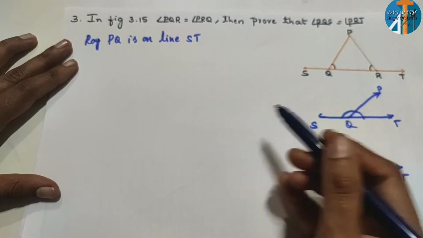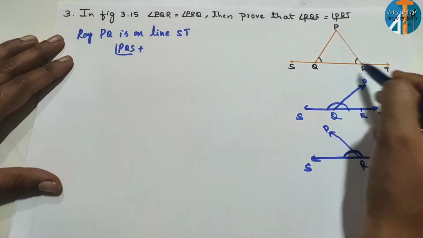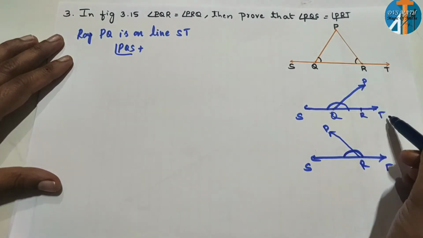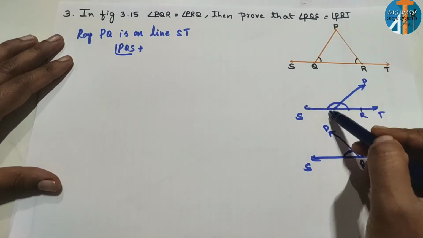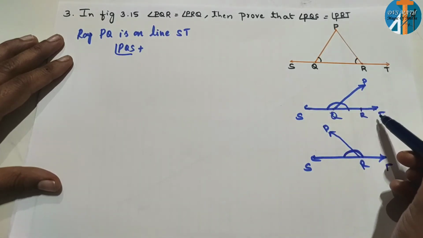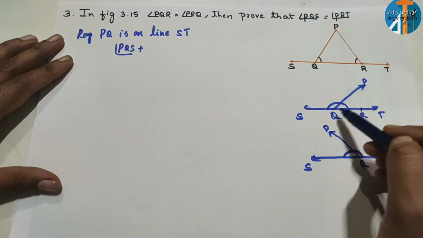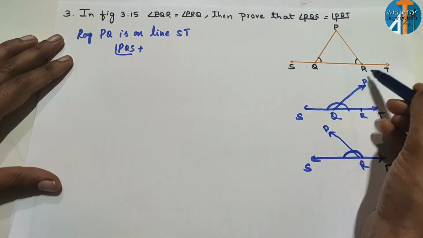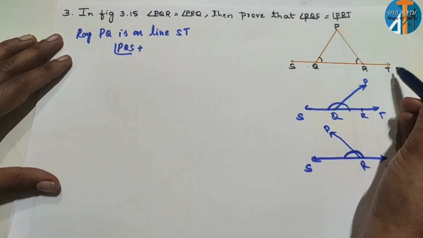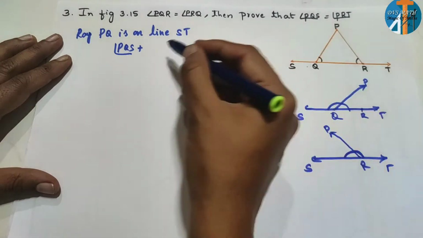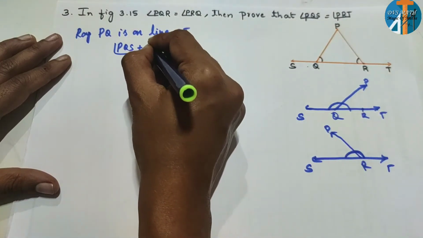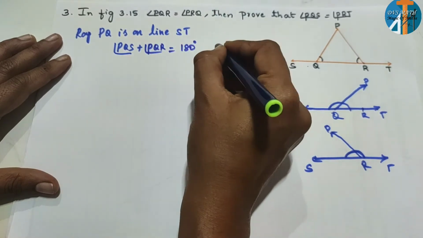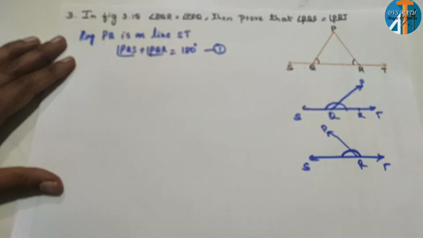So it is linear. Here, in between these two, on the same line, we have another point R, right? So it is nothing but PQT. Here you can consider angle PQS plus angle PQT is equal to 180 degrees. Or instead of PQT, we can write PQR also, because R is a point on line ST only. So angle PQS plus angle PQR is equal to 180 degrees. Consider it as equation 1.